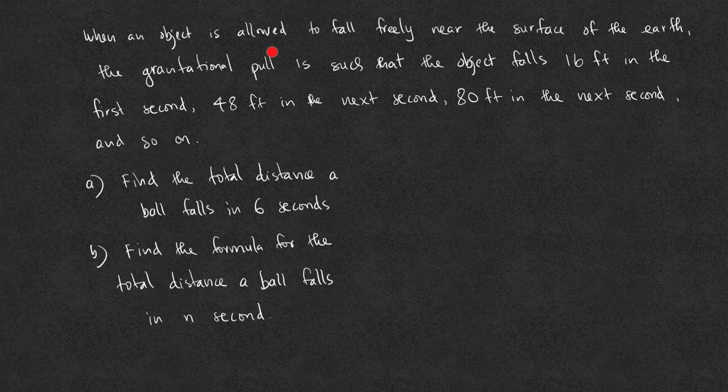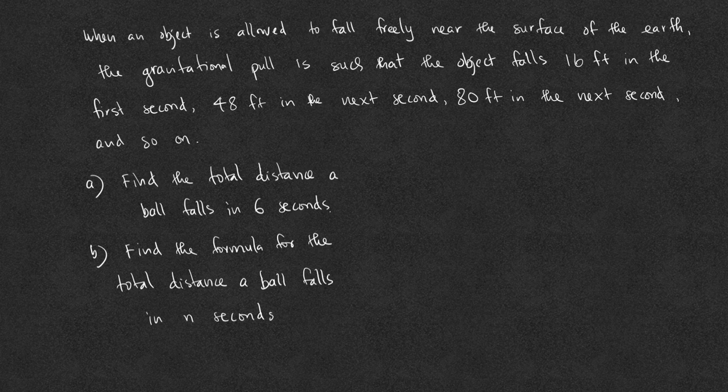When an object is allowed to fall freely near the surface of the Earth, the gravitational pull is such that the object falls 16 feet in the first second, 48 feet in the next second, 80 feet in the next second, and so on. Find the total distance a ball falls in 6 seconds. Find the formula for the total distance a ball falls in n seconds.